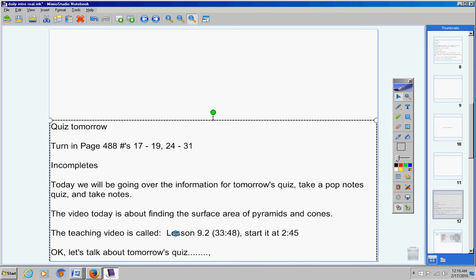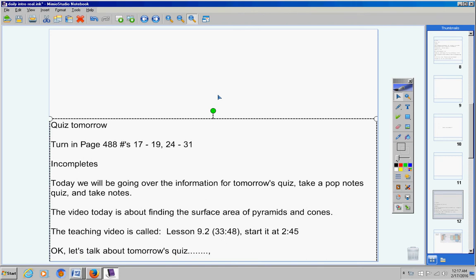Your quiz is going to have on it students' surface area of prisms and cylinders. That's it. I'm going to give you problems on your quiz that say find the surface area of, and they will be prisms and cylinders. So that's what the quiz covers, nothing else. So now you know what to study for, guys. Please study well for that quiz.